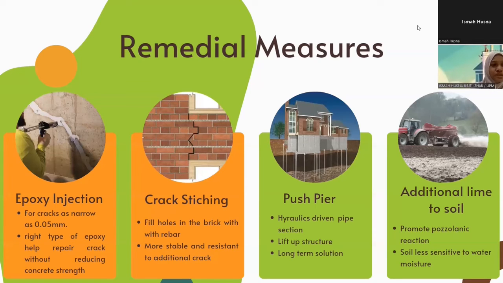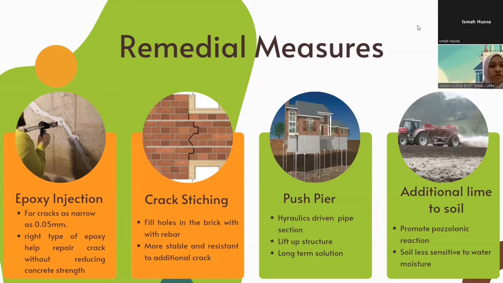Based on all the suggestions, our group has chosen the most suitable remedies for the problem, which are adding lime to the soil and push piers. This is because in order to prevent the cracks from occurring, the differential settlement must first be addressed, or else the cracks will reoccur again and again. By adding lime, the soil can be stabilized, and push piers can be applied to lift up the building and minimize the settlement and cracks.